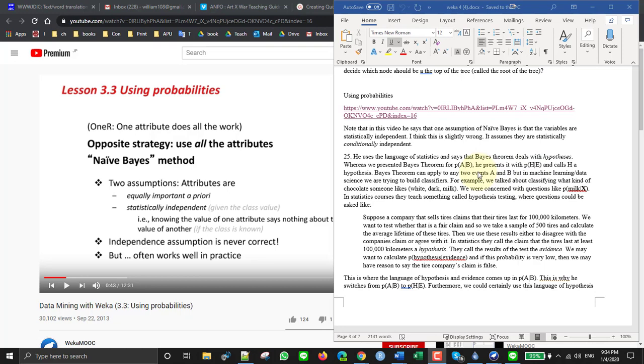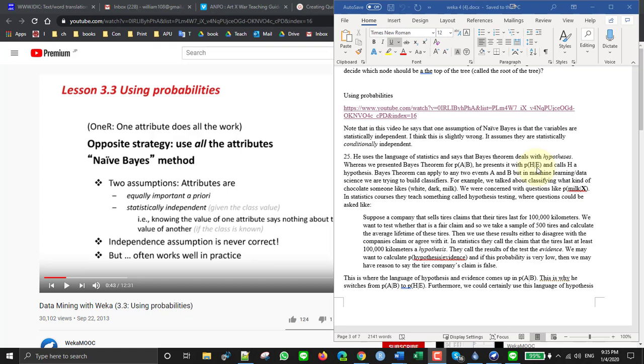In statistics, usually when we talk about a probability like A given B, it's written as H given E. The first part is often called the hypothesis, and the second part is called the evidence. So A would be the hypothesis, and B would be called the evidence when we're using the language of statistics.